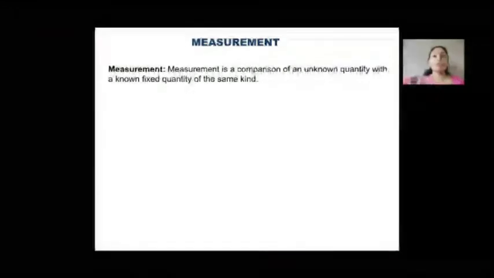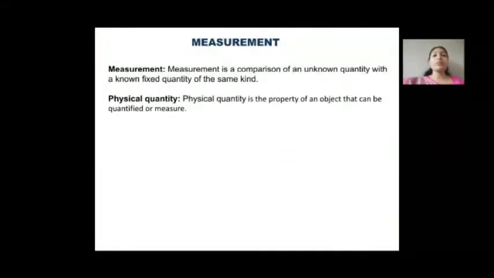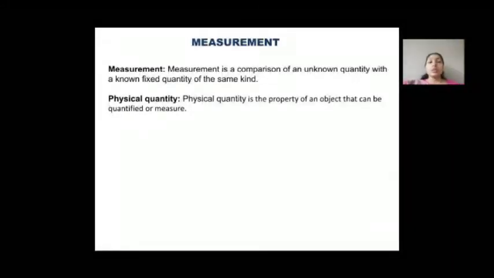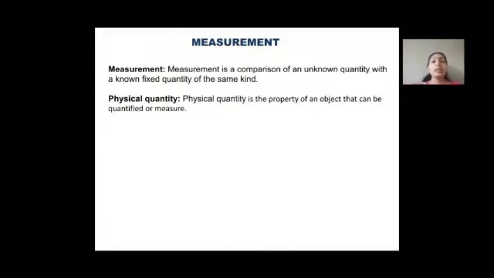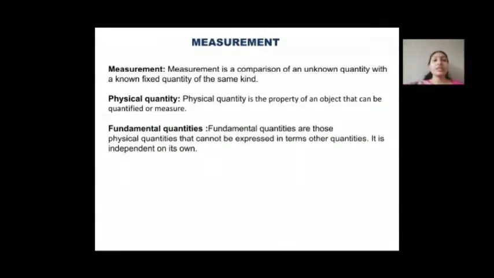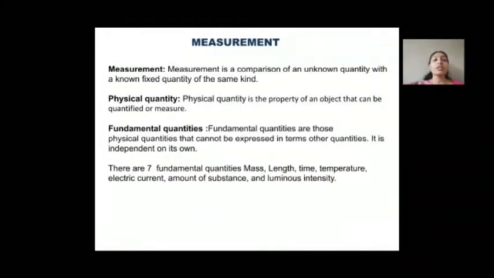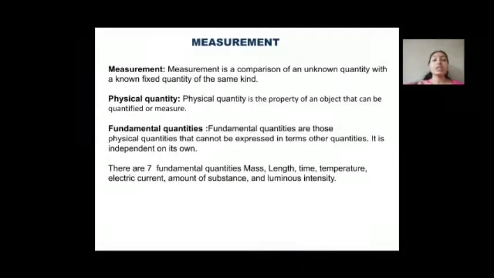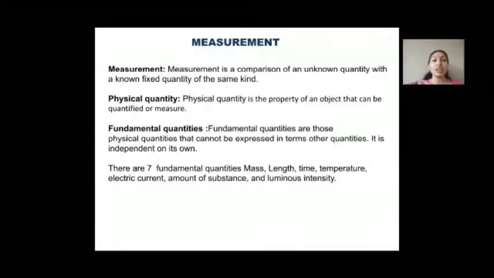So what can we measure? We can measure any physical quantity. Physical quantity is the property of an object that can be qualified or measured. Some physical quantities are independent. We should not derive that physical quantity with the help of other quantities. These are called fundamental quantities. There are 7 fundamental quantities, which are length, mass, time, temperature, electric current, amount of substance and luminous intensity.